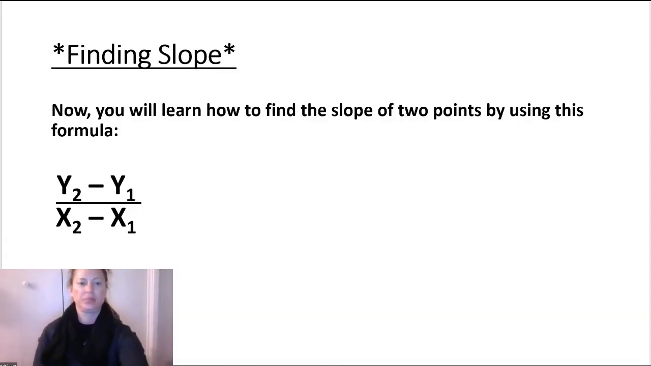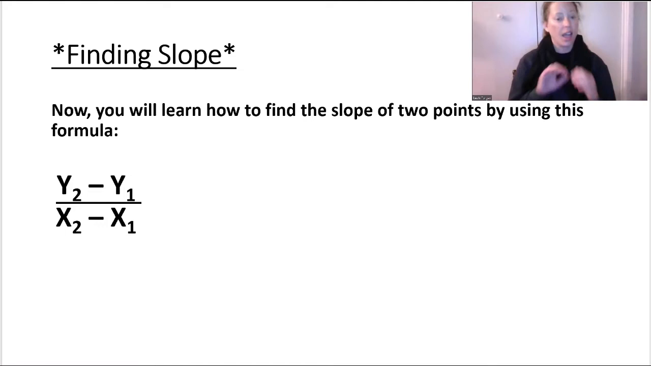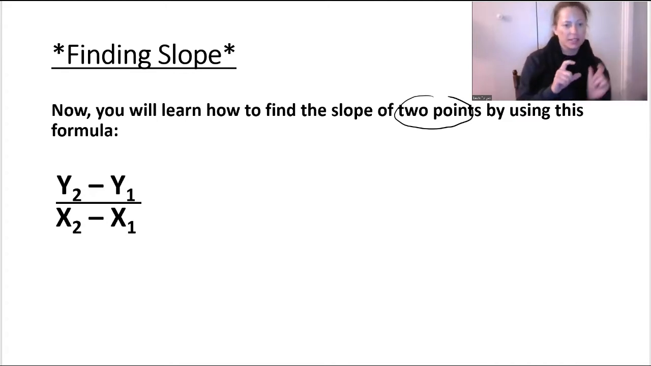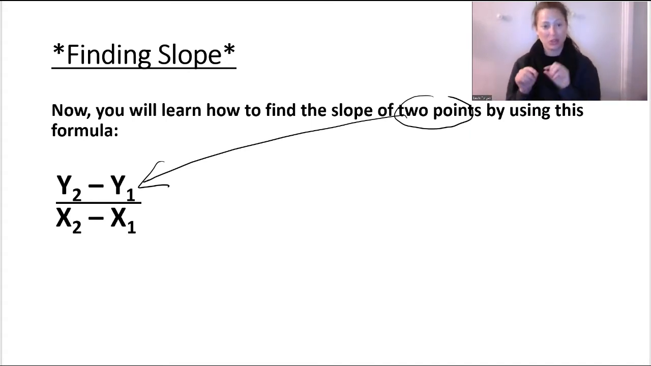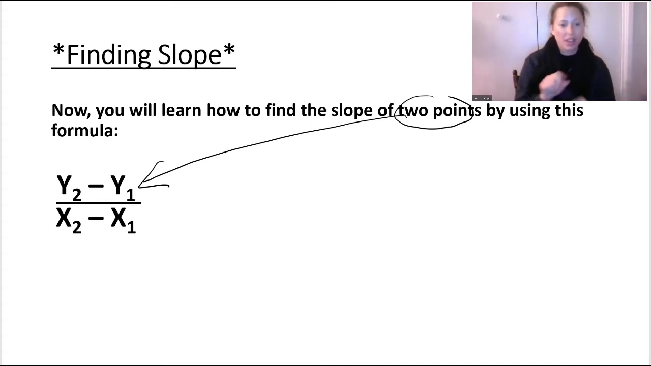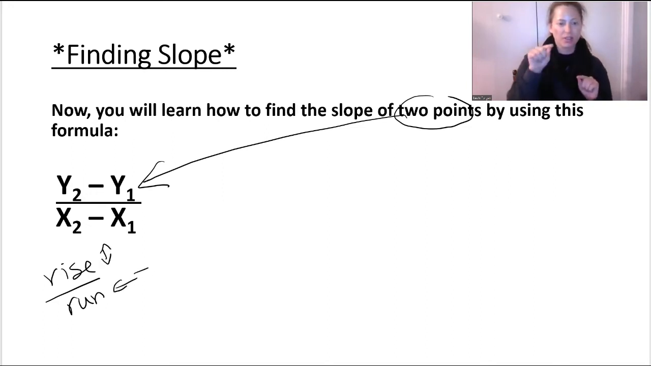For finding slope, you're going to be given 2 points. With the 2 points that you're given, you're going to be able to plug them into an equation in order to find out that rate of change. Rate of change is slope. Remember, slope is rise over run. Rise is going up and down. Run is going left to right.